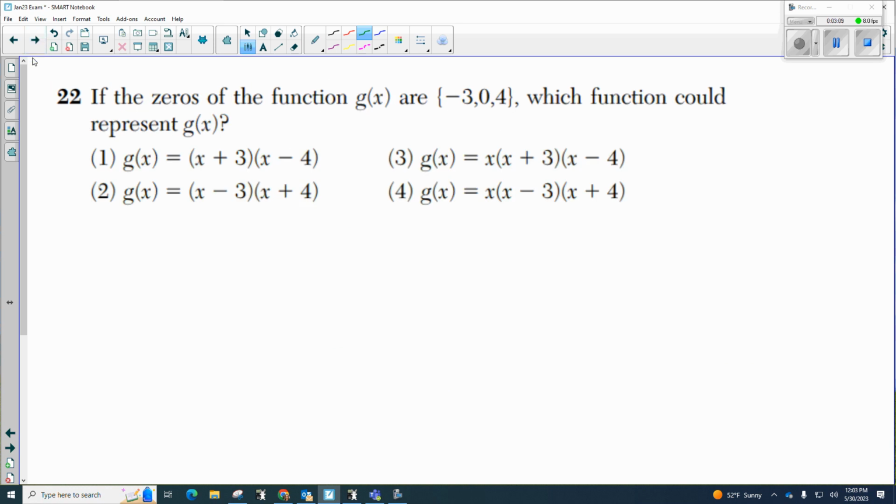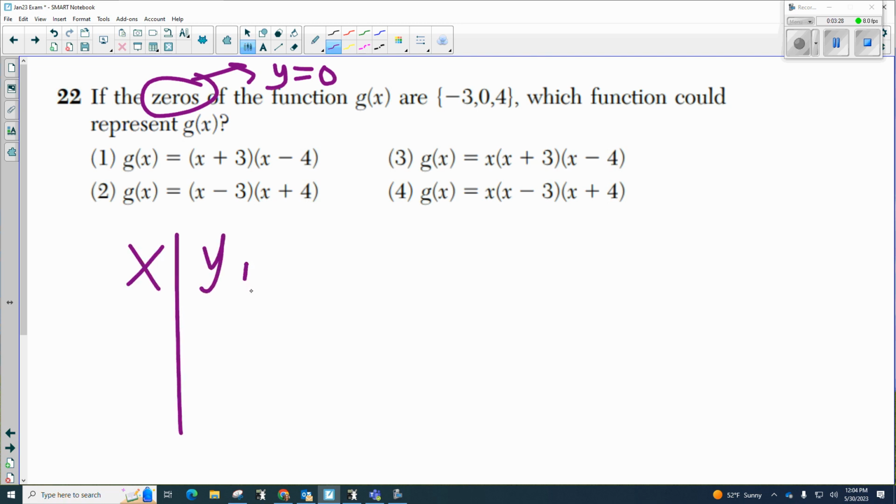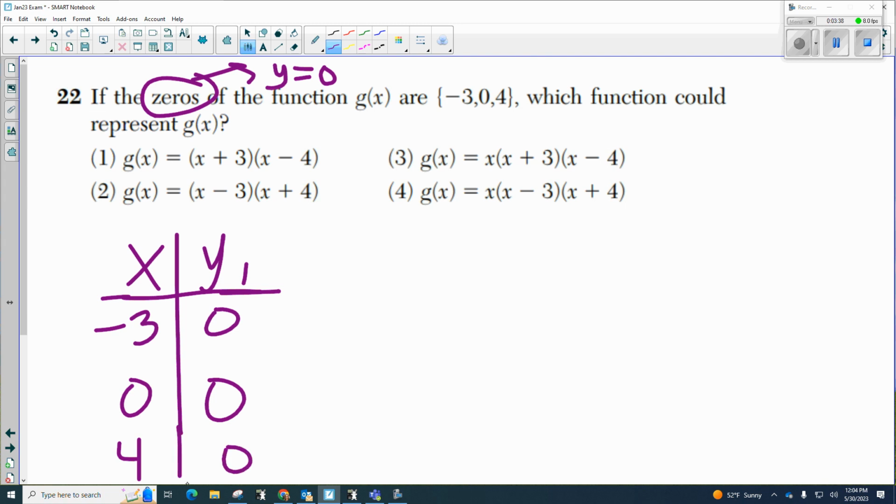All right, question 2. If the zeros of the function g of x are -3, 0, 4, which function could represent g of x? All right, zeros. That is where y equals 0 if you're looking on the table. So you would look for a -3, 0, a 0, 0, and a 4, 0. That's one way to find the zeros.